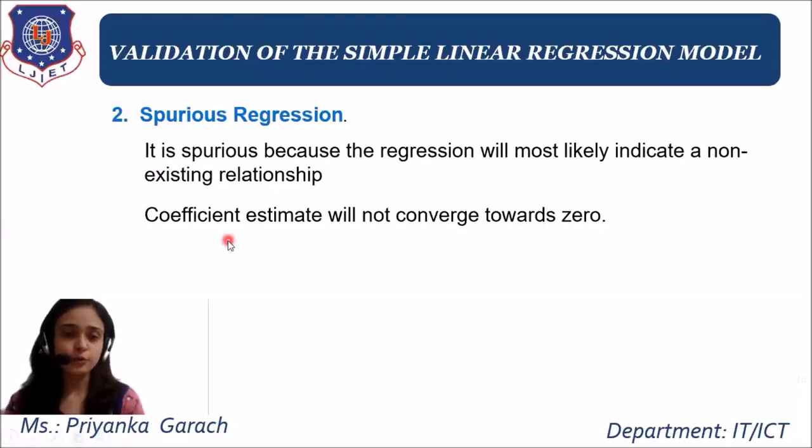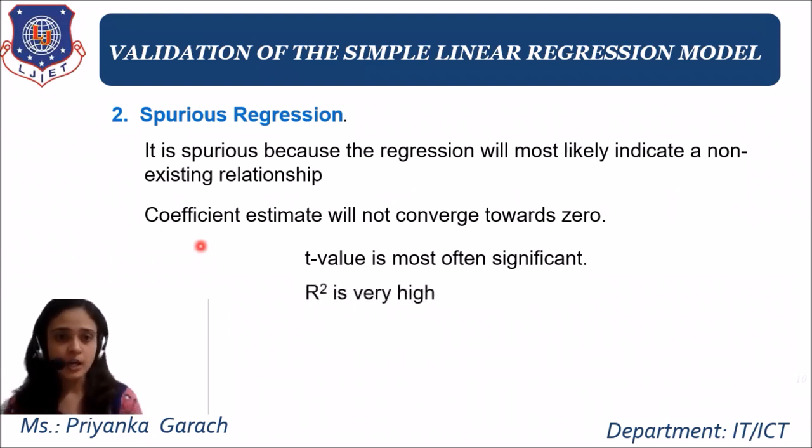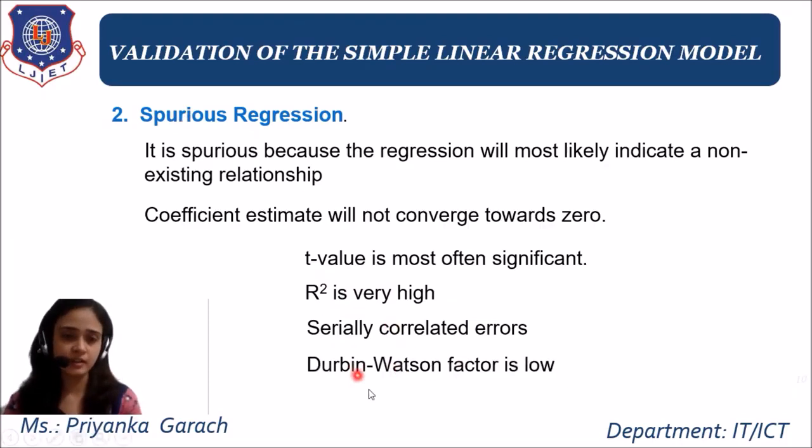The second point is the coefficient estimate will not converge to 0. Whatever coefficients you are getting will not tend to 0. Originally it should tend to 0. The t value is most often significant. That is the t test that you are performing. For the spurious regression, you will get the value of r square as high. The errors in this spurious regression are serially correlated with each other. So you will get a line just like the simple linear regression line, and the Durbin-Watson factor in this spurious regression is low.